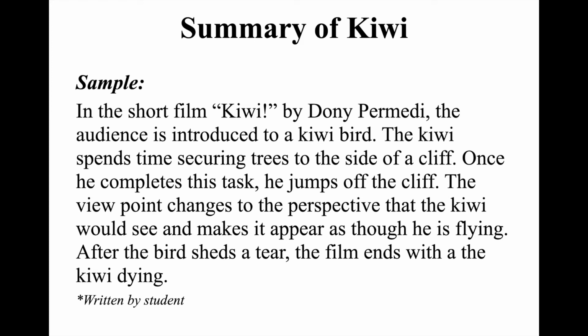In the short film Kiwi by Donnie Permetti, so notice how we name the thing that we're summarizing. That's important. And then we have the person who wrote it, the person who made it, the person we're attributing this to. Okay, so you have to have those at the beginning of a summary.